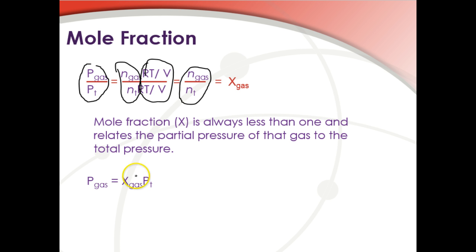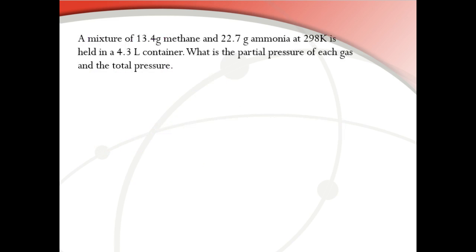But the point is that if we want to figure out the partial pressure of a gas, all we have to do is multiply the total pressure by that mole fraction. And we can do the same thing for the number of moles. Let's take a look at what this looks like mathematically.